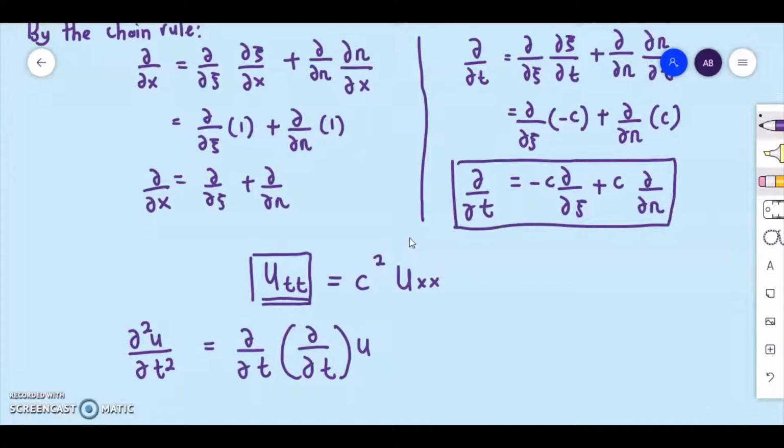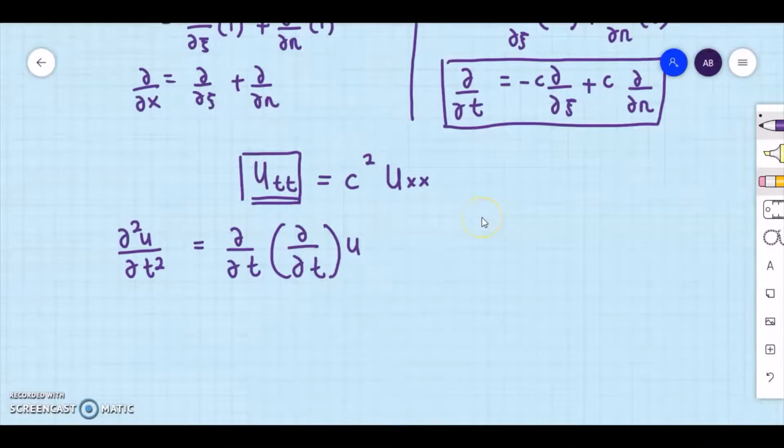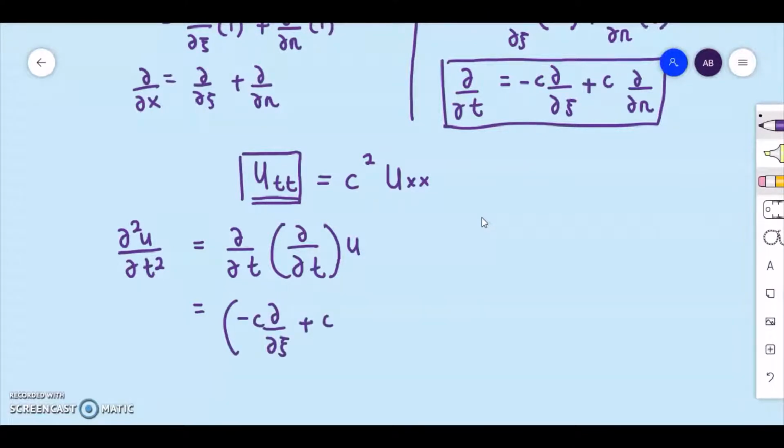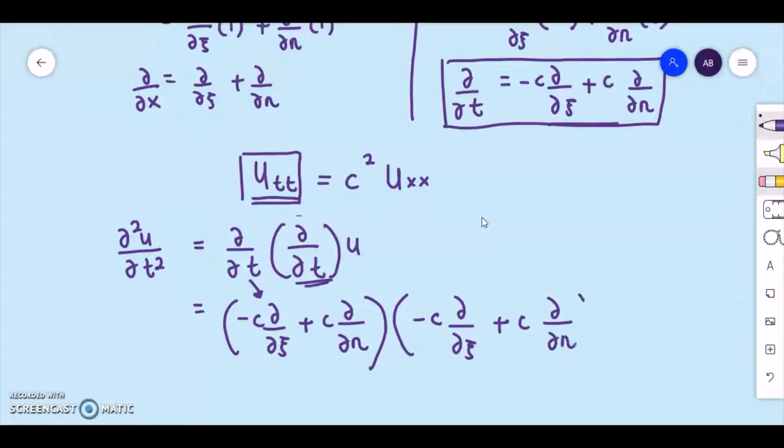Right? So I can put this equation, there are two equations involving derivative with respect to time here. So I have minus c partial over partial xi plus c partial over partial eta, with respect to time, and then there I have another one. Now for this term here, I have another one of these, which is negative c partial over partial xi plus c partial over partial eta, and then u.